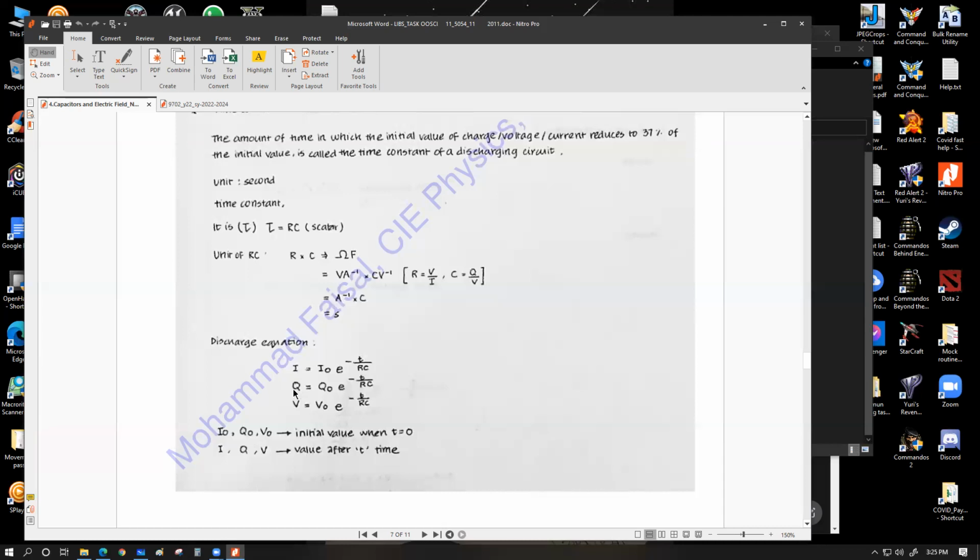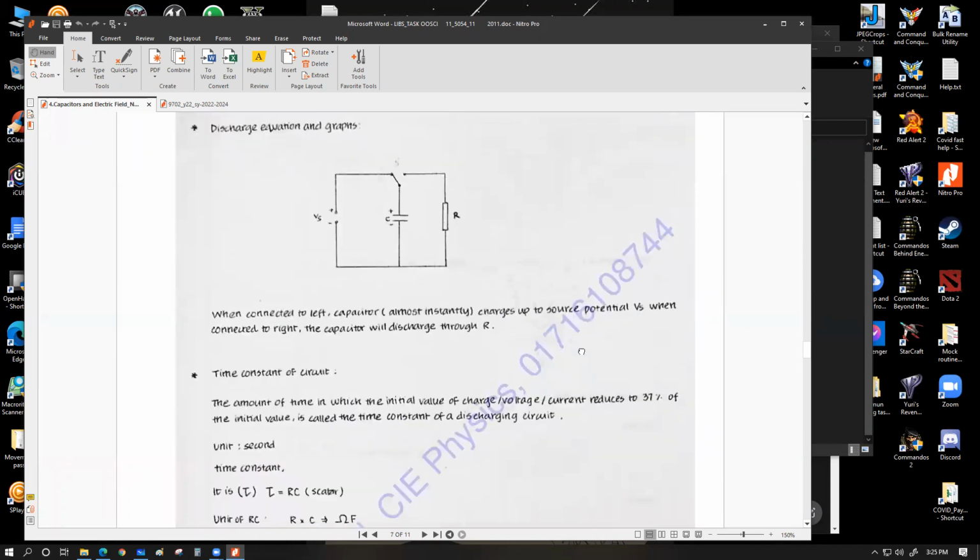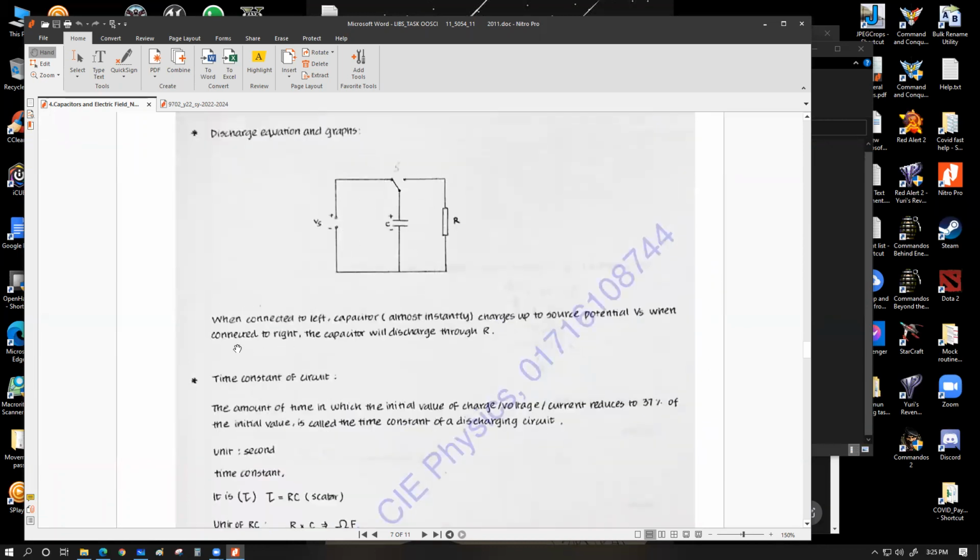And I, Q, V represent the value of those three variables, current, charge or voltage, after t time has elapsed. So this is given by I equals to I naught e to the power minus t by RC. Here this RC is what we call the time constant. Here's the thing. Let's have a look over here. So this was the circuit over here. When connected to the left, the capacitor almost instantaneously charges up to source potential Vs. When connected to the right, the capacitor will discharge through R.